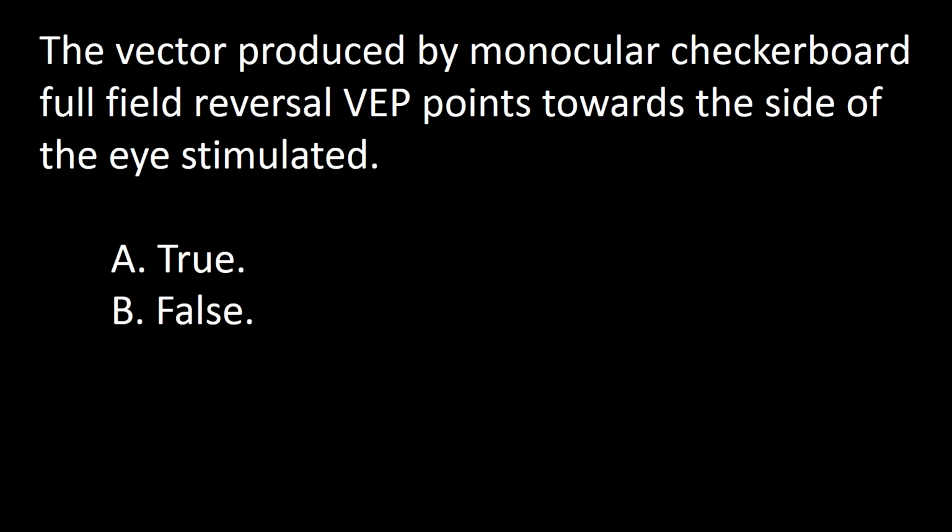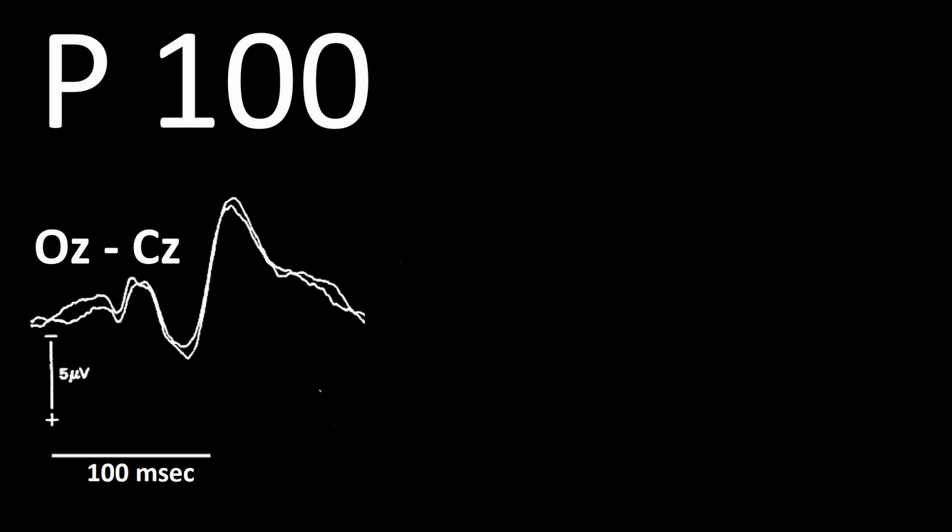Next question. The vector produced by monocular checkerboard full field reversal visual evoked potential points toward the side of the eye stimulated. A, true. B, false. P100 is, as I am sure you know, the only clinically significant peak in visual evoked potentials, that is, in pattern reversal visual evoked potentials. This peak is best captured using a mid-occipital to mid-frontal derivation. And as suggested by its name, it usually falls around 100 milliseconds after the stimulus.